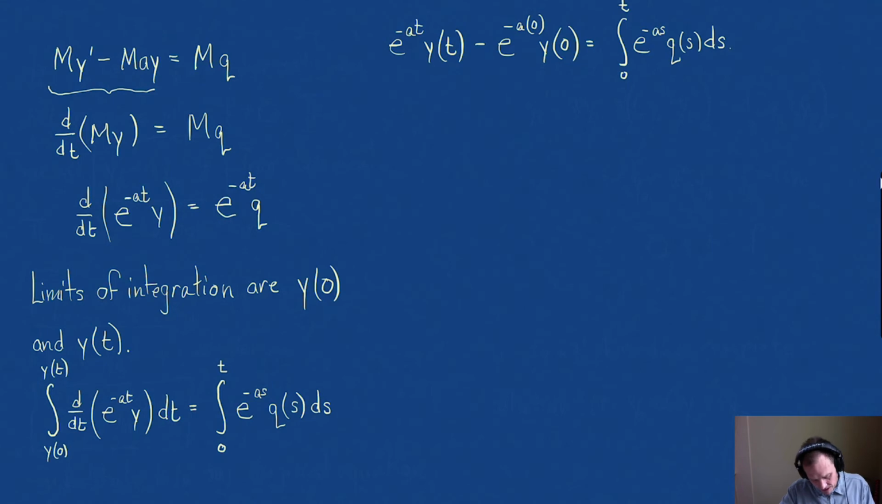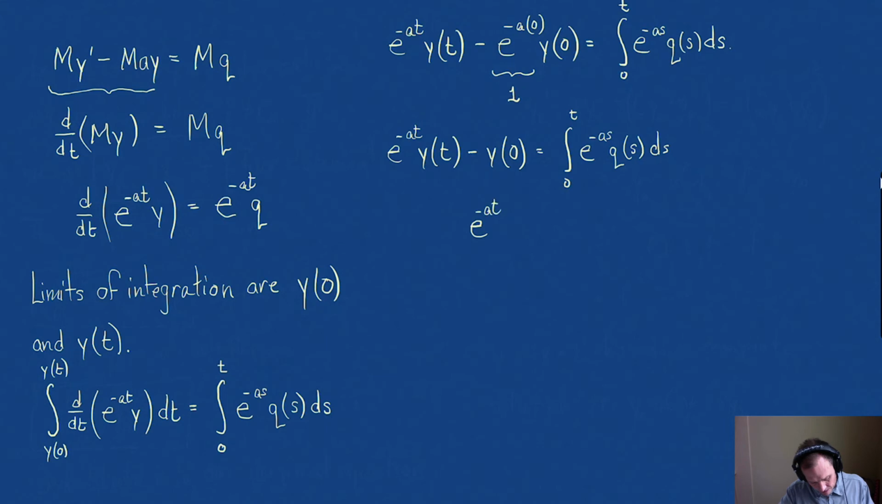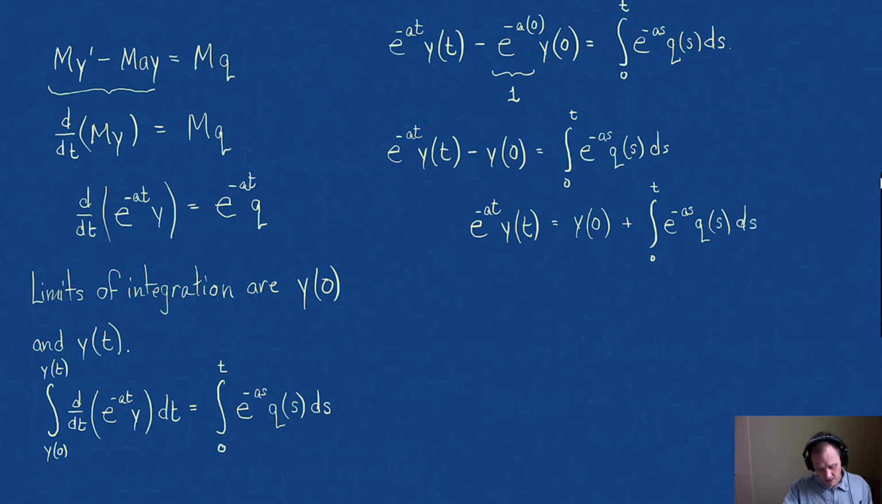Okay, let's now notice e to the 0, this is just going to be a 1. So when I rewrite this, I have e to the minus a t y of t, and this is going to become minus y of 0 equals the integral 0 to t e to the minus a s q of s ds. Okay, but now let's add the y of 0. So I have e to the minus a t y of t. Remember, that's what we're solving for, we're trying to figure out what y is. So y of t equals y of 0 plus this integral from 0 to t e to the minus a s q of s ds. Okay. I think we're making progress.